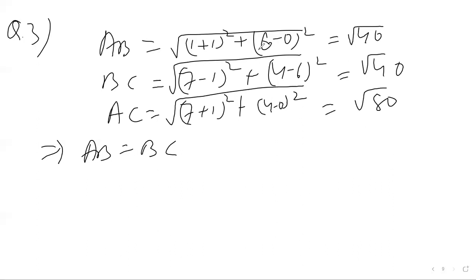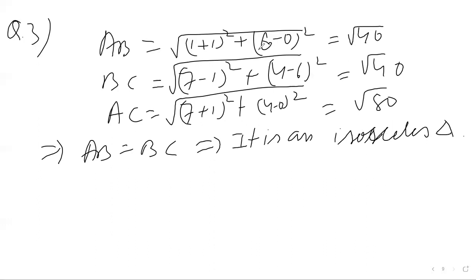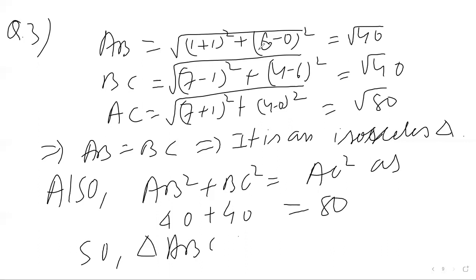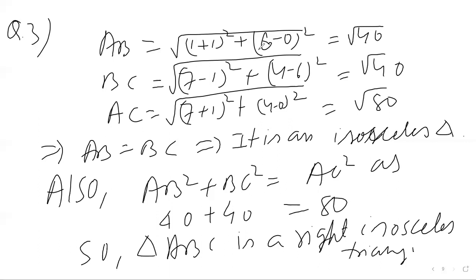AB equals BC implies it is an isosceles triangle. Now also AB square plus BC square equals AC square, as 40 plus 40 is 80. So angle ABC is a right angle, a right isosceles triangle. That is what we have to prove.